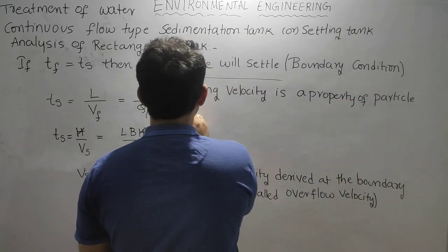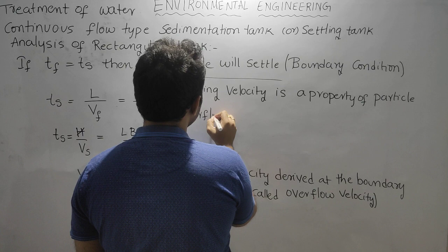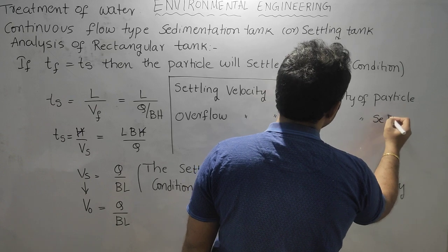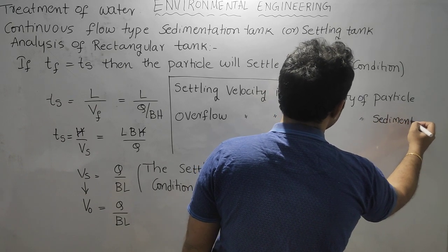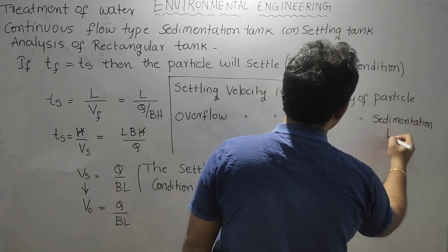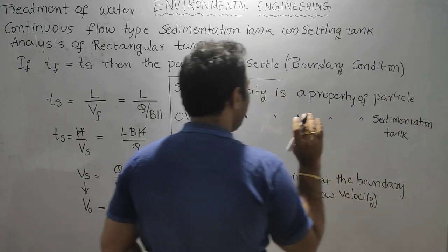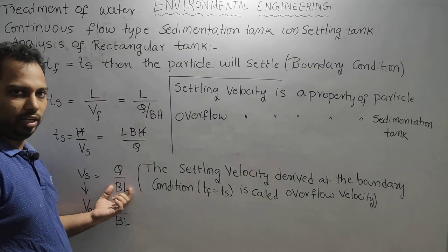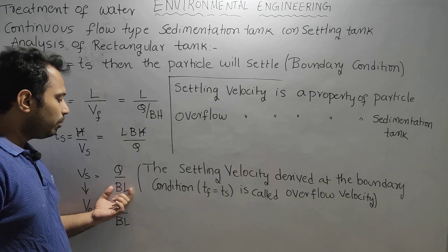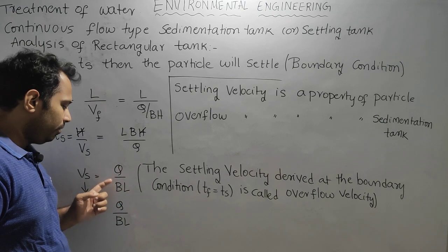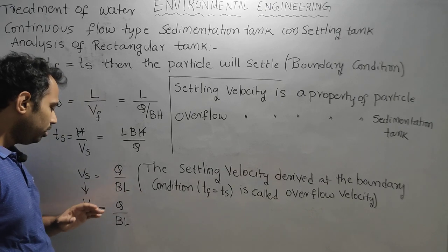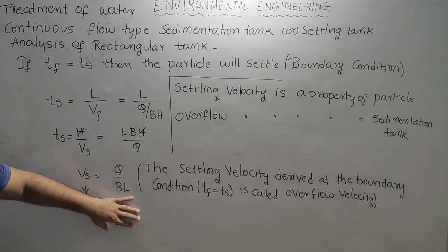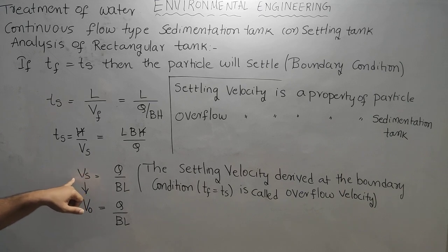Whereas overflow velocity is a property of the sedimentation tank. For a particular sedimentation tank, here we are nowhere using the properties of particles. We are using the discharge rate and dimensions of the sedimentation tank. So the overflow rate is a property of a sedimentation tank, whereas Vs, here this Vs is different.